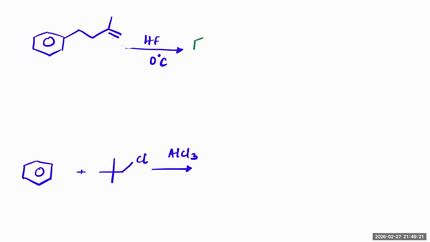So the mechanism goes like this. First, we have benzene here, and on this position, H plus will get added, positive charge will come. And this positive charge is already at a stable position. We have a 3-degree position. So 1, 2, 3, 4, 5.